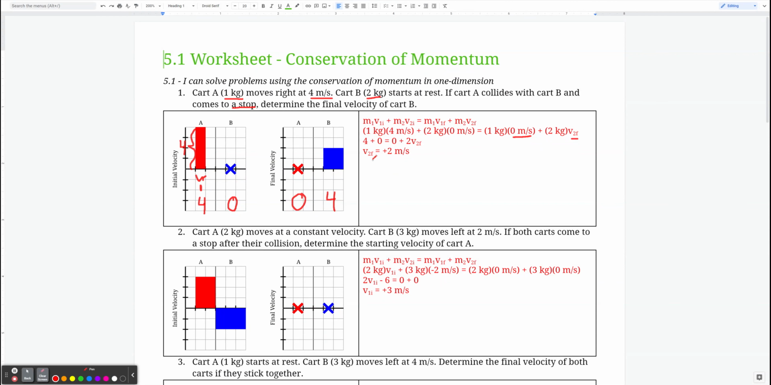And then we just divide 4 by 2 to get that final velocity of positive 2 meters per second. Again, whenever we do final velocities, it'll be real important to keep track of direction again. So don't forget to write that positive sign, or you could say 2 meters per second to the right.